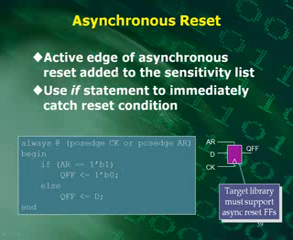Asynchronous reset. The active edge of the asynchronous reset, we have to add that to the sensitivity list. So here in the sensitivity list, I still have the @(posedge clock) or posedge asynchronous reset. Then in the code here I have if asynchronous reset is 1, I set the flip-flop to 0, otherwise it clocks the D. So in this case, you're going to need a target library that supports the asynchronous flip-flops.